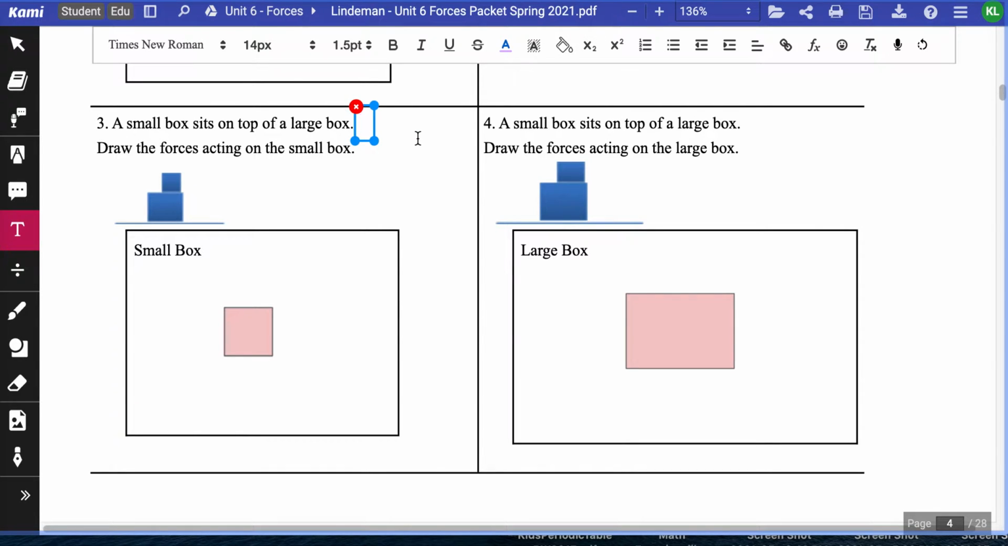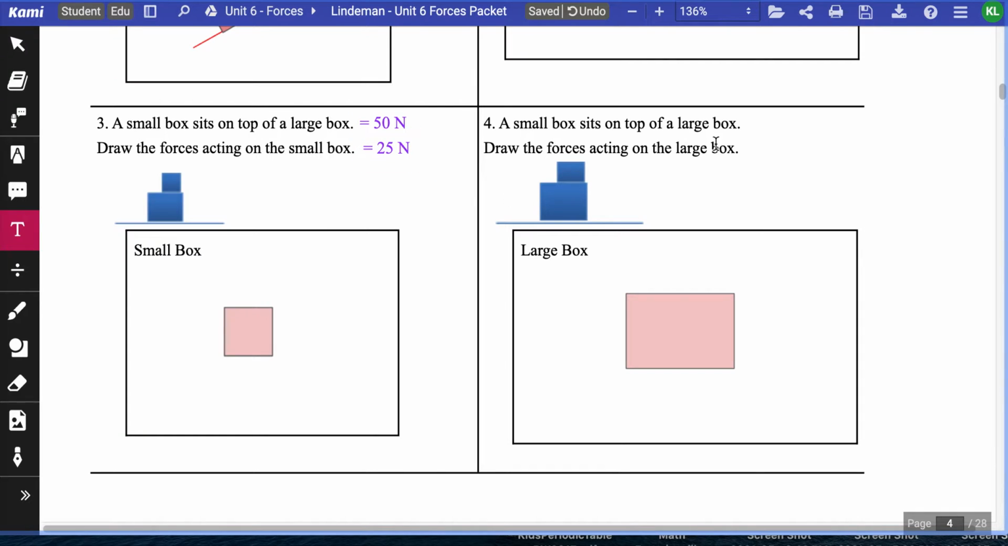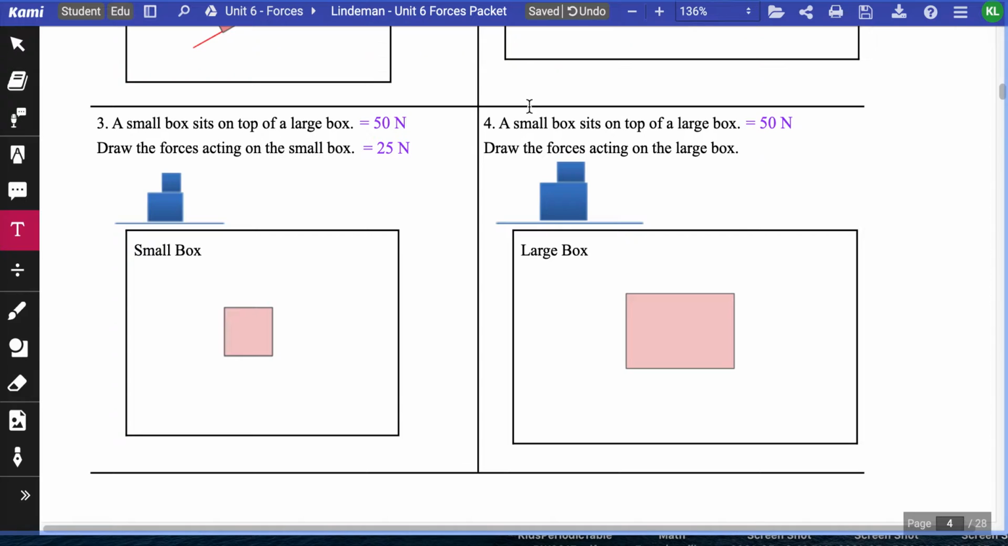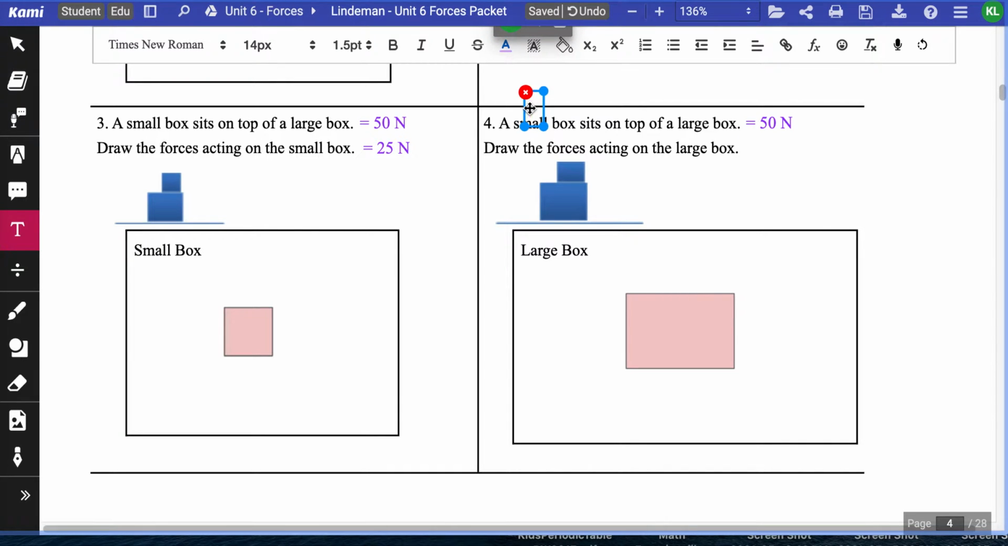So we're going to say that the large box equals, let's say, 50 newtons. And I'm just kind of making up these values. Small box, let's say, equals 25 newtons. Okay. And again, we'll just say the same over here. So large box equals 50 newtons. And small box is 25 newtons.